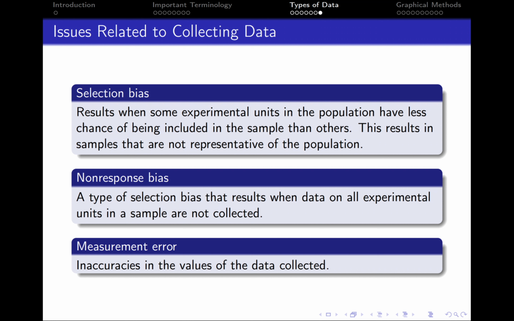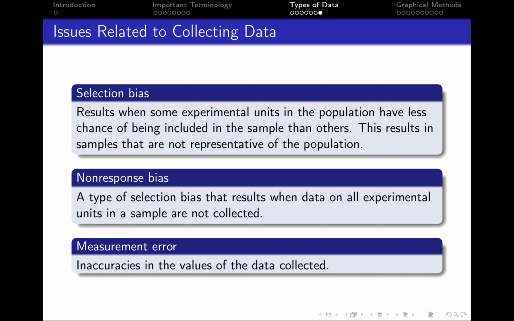Selection bias results when some experimental units in the population have less chance of being included in the sample than others. This results in samples that are not representative of the population. So when, for example, you try to analyze the behavior of, let's say, a student at Lazarsky, and you would like to know what they think about the coffee shop they've got, and instead of collecting the data over students, you, for example, ask the faculty, your sample will not be representative of the Lazarsky student population, but rather of the faculty population.